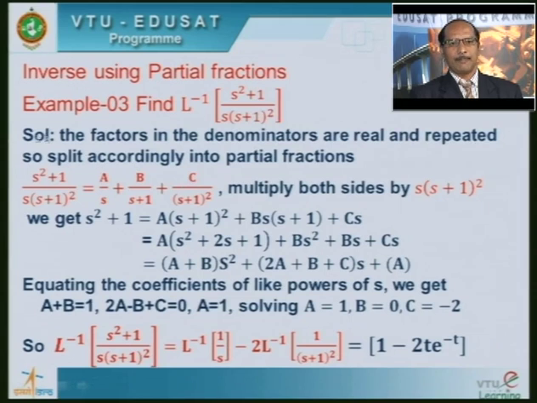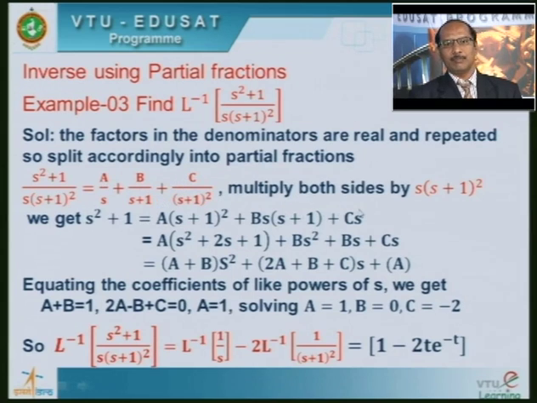So, as per the rule, for repeated linear factors, the partial fractions are written. For non-repeated, first you write A divided by S, it is a non-repeated factor. Next, for repeated linear factors, S plus 1 and S plus 1 whole square, B divided by S plus 1 plus C divided by S plus 1 whole square. In this way, the terms are written into partial fractions. Now, the problem is to find the values of A, B, C.